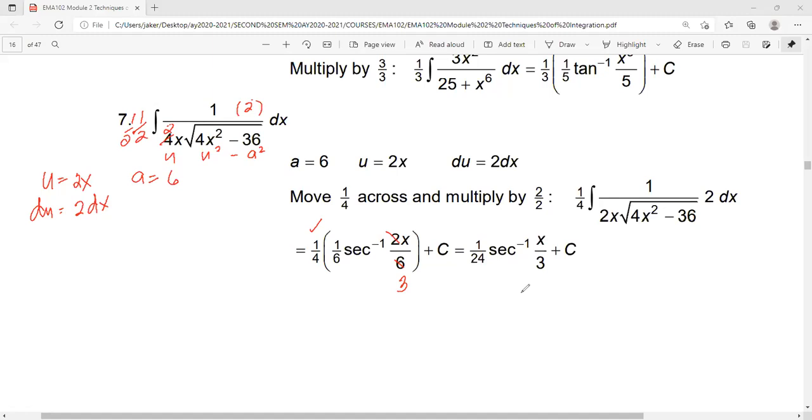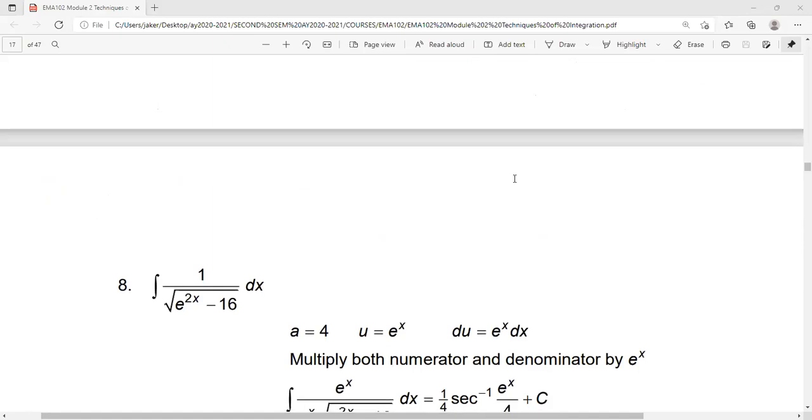Do you follow? Yeah. Okay. We'll clear my markings here, and we'll proceed with the last.